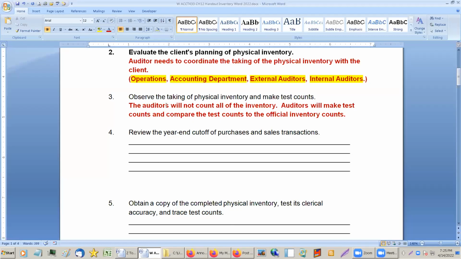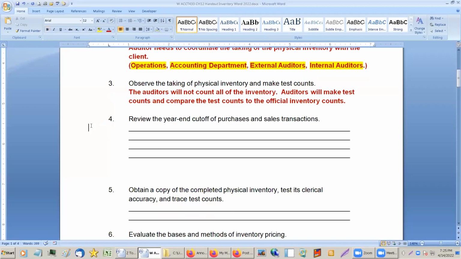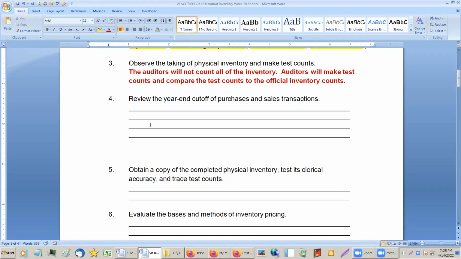But anyway, doing the test counts, you match it up with whatever they have for that tag, and that'll give you some information about how well the inventory was performed. Again, we don't count all the inventory, but we will make test counts. Generally you try to stay out of their way because they're the ones actually doing the work. We'll go through and pick out some of them that you're going to do test counts on.